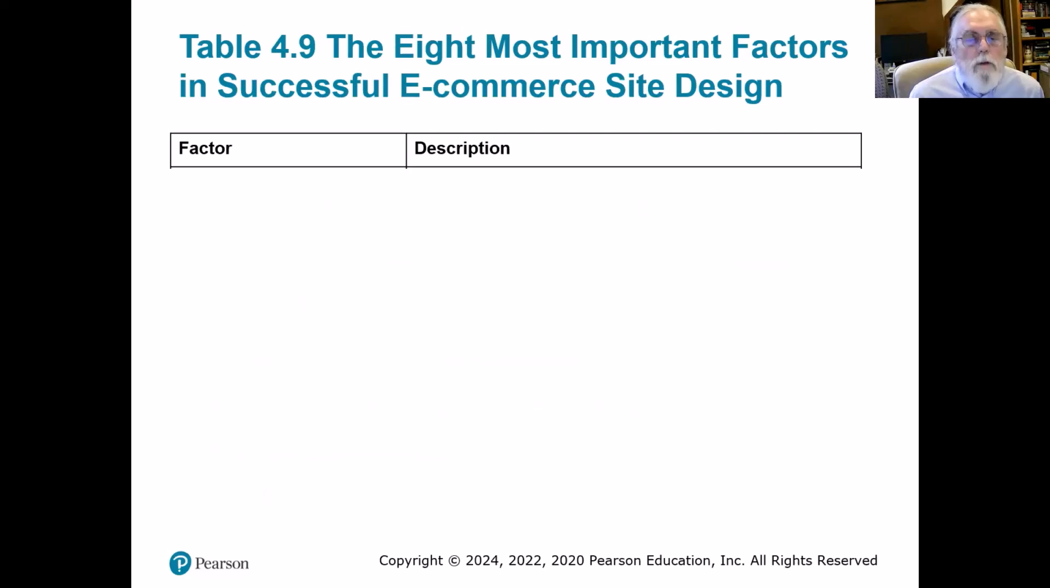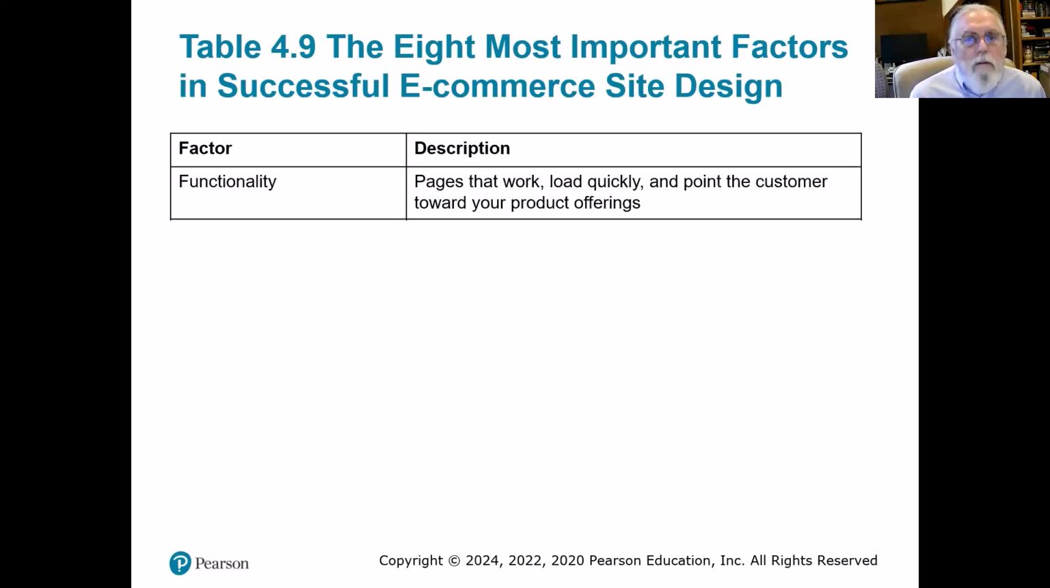Okay, so in summary, we talked about things people hate. What are the 8 things that really are important in order to have a successful design? Functionality, number 1. It works. It loads quickly and gets the customer to your product very efficiently.